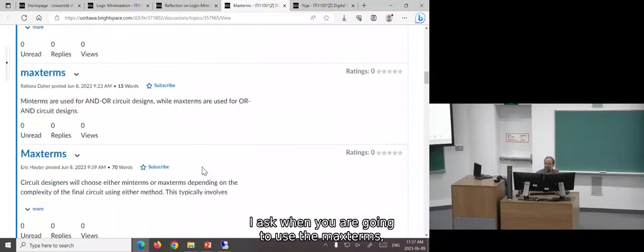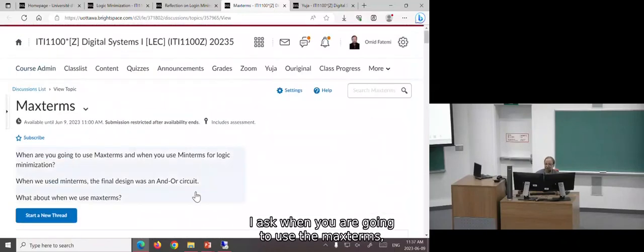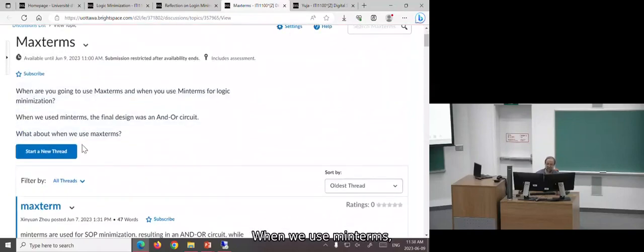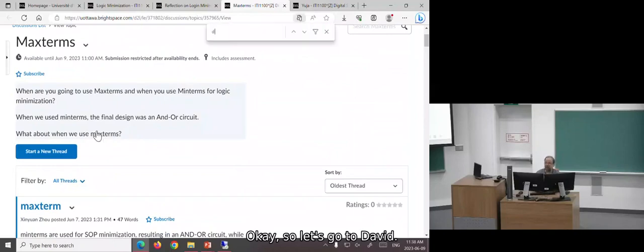So what did I ask? I asked, when you are going to use max terms, and when you use min terms for logic minimization. When we use min terms, the final design was an AND OR circuit. What about when we use max terms? Okay, so let's go to David.